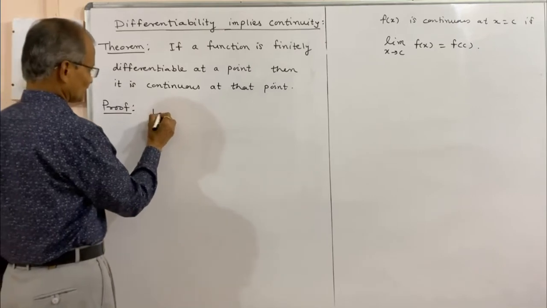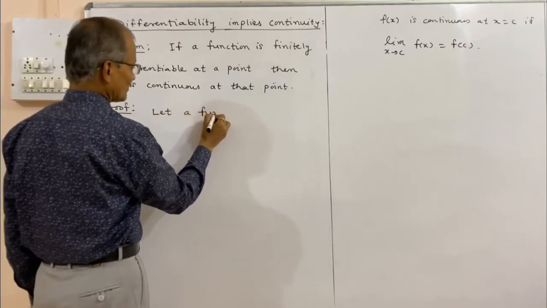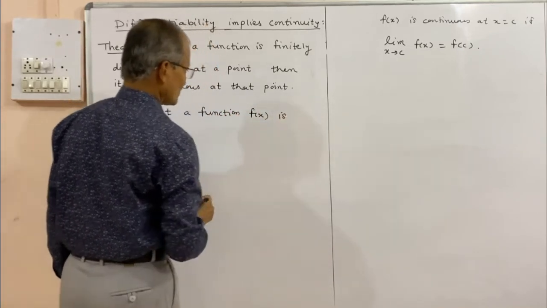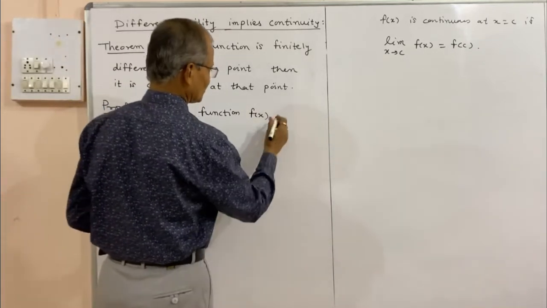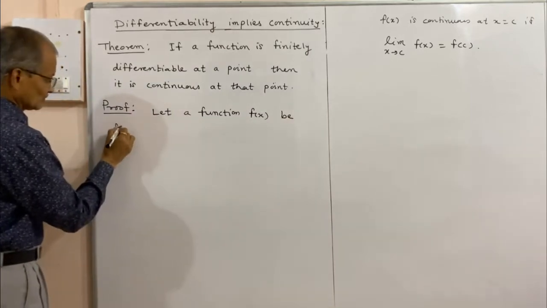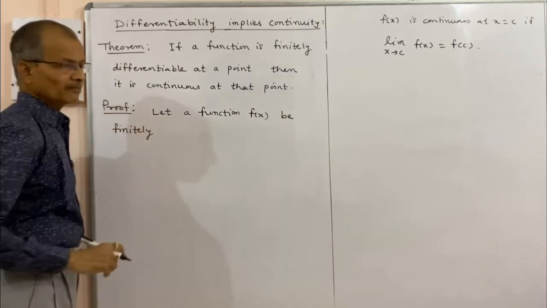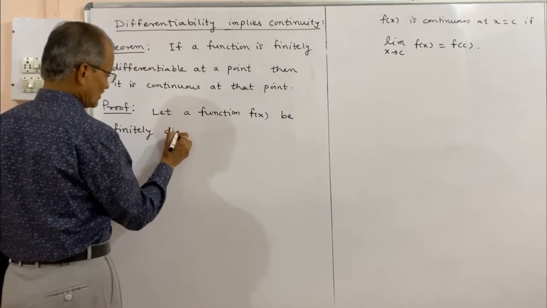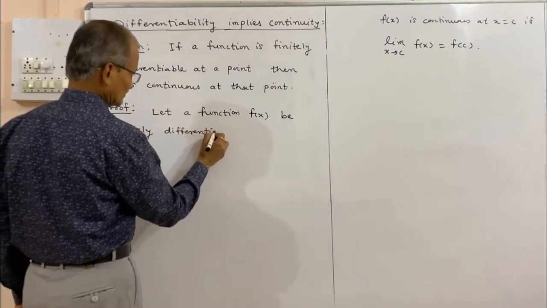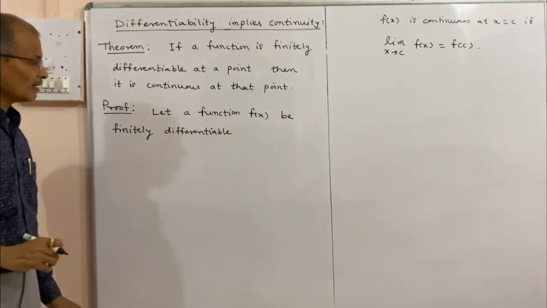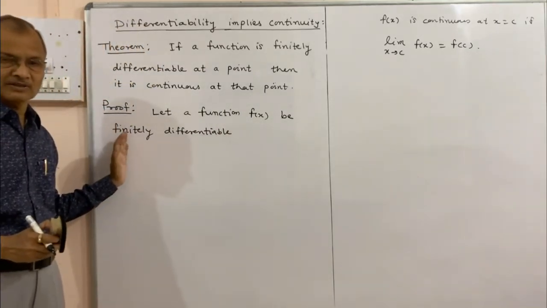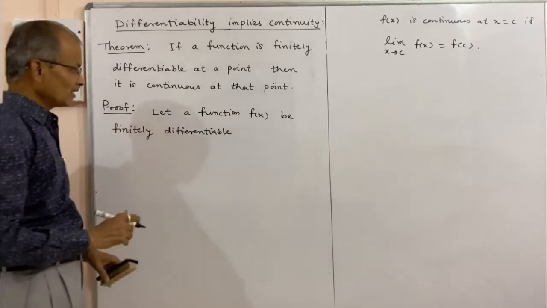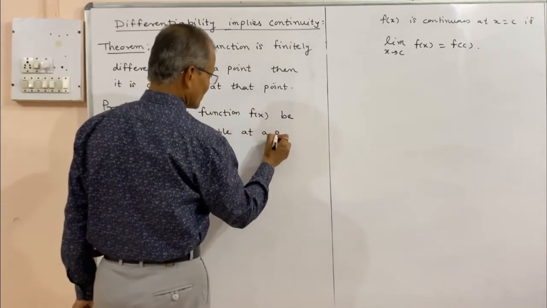Let a function f(x) be finitely differentiable. Finitely differentiable means it has finite derivatives, or it is differentiable a finite number of times. First derivative exists, second derivative exists, nth derivative exists. So n times it is differentiable. Finitely differentiable at a point c.